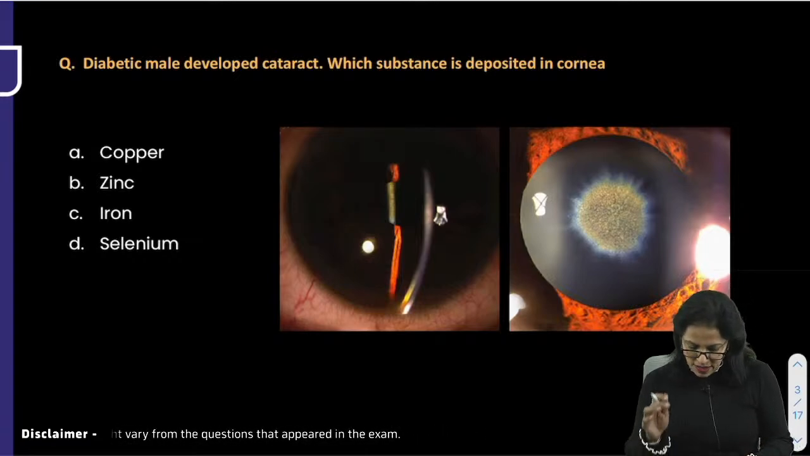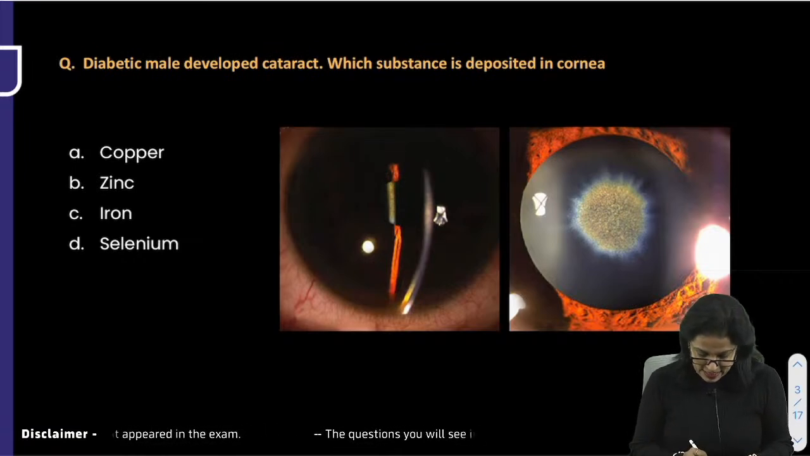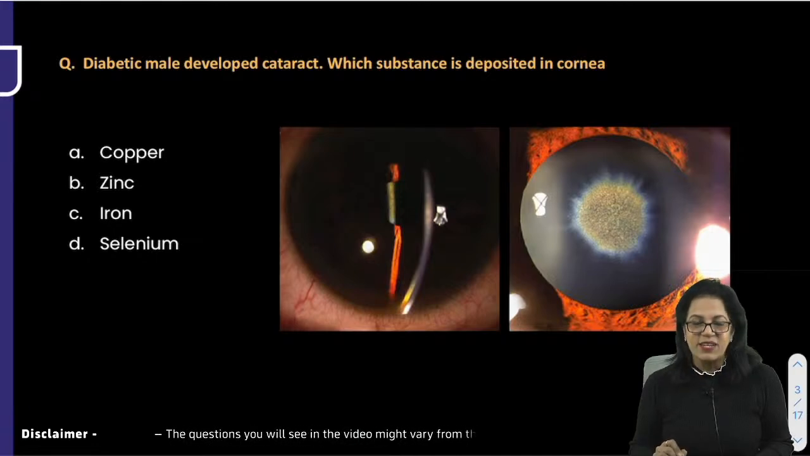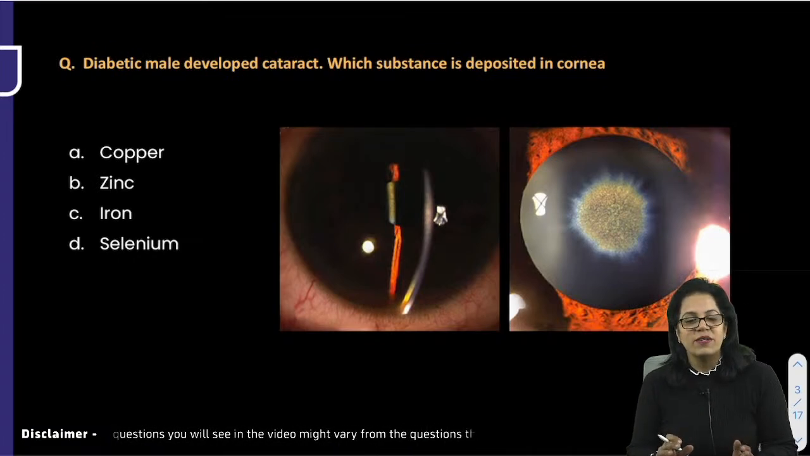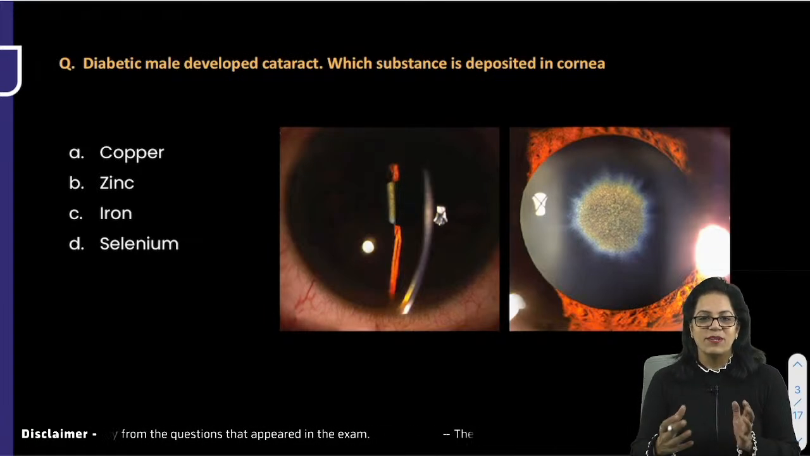Okay, so if you look at this first question, what does it say? On your recall basis, it is saying diabetic male developed cataract. Which substance is deposited in the cornea? So this is one question which I really feel has to be modified. As you all know, when you talk about cataract in a diabetic patient, we will talk about snowflake cataract or snowstorm cataract, right? Due to sorbitol accumulation.